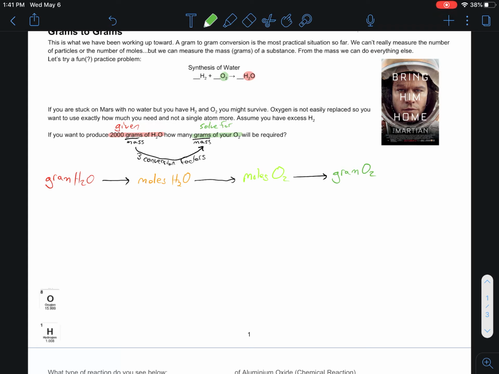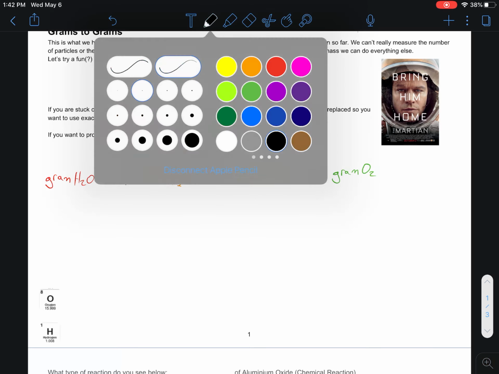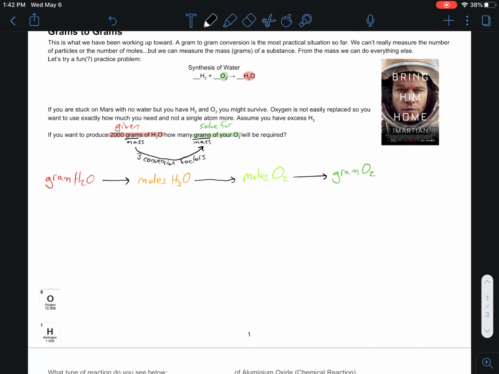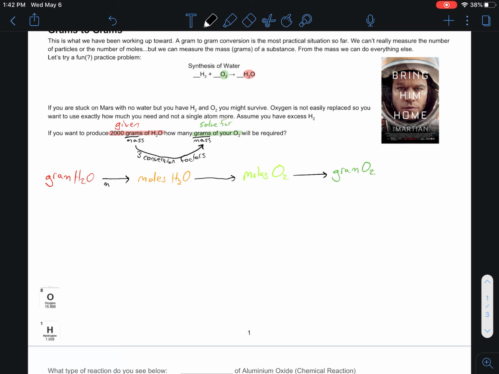Each of those arrows represents a conversion factor we need to get from grams to moles of water. Turns out we need something you're already very familiar with. We need the molar mass of, in this case, H2O, because that's what we're trying to use here. Grams to moles of water. So you need molar mass, specifically of water.